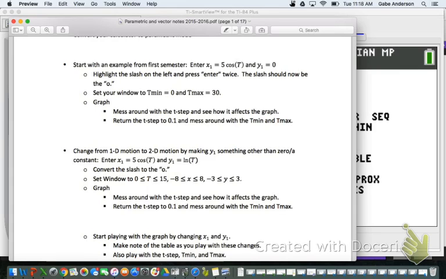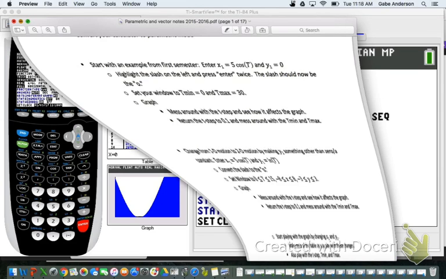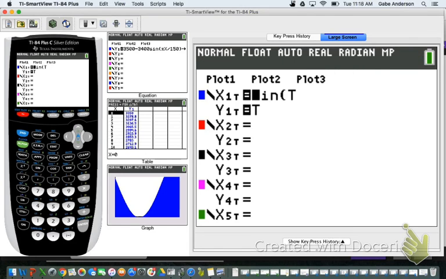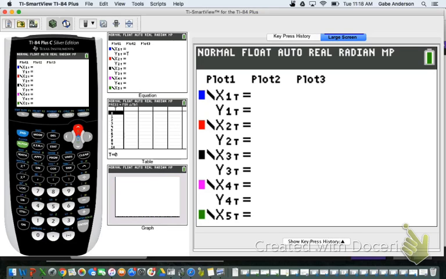So we're going to enter these into our y equals menu. So I've got 5 cosine t and 0. You guys have those on your sheet there. So we're going to go y equals. And as soon as you hit y equals, you notice that it's different, right? It says x1t, y1t. Normally it just says y1, y2, y3, etc. So right away it's different.